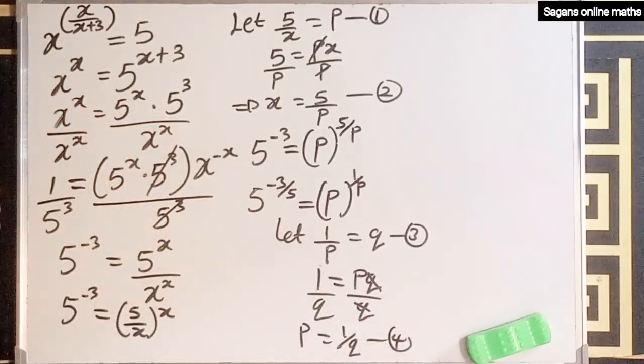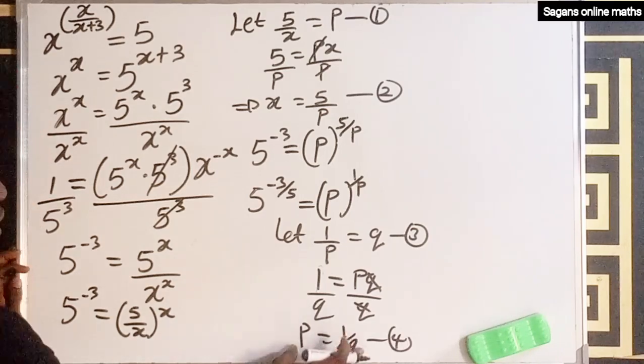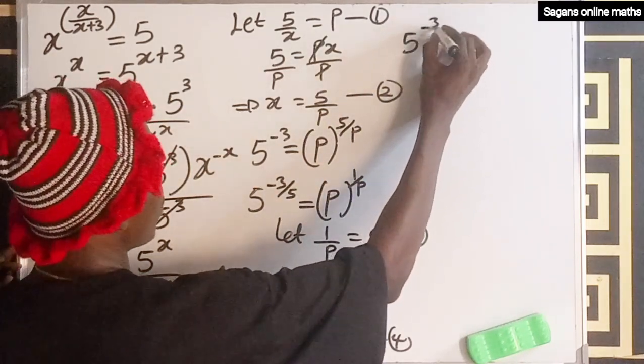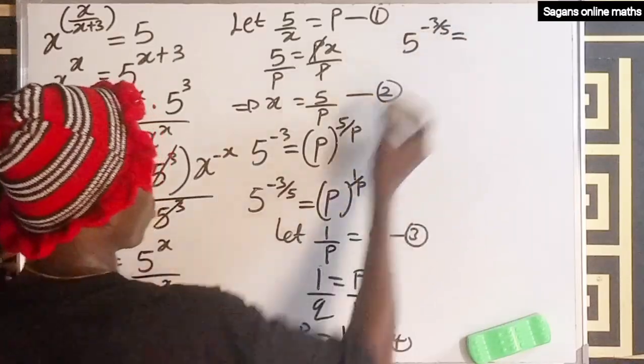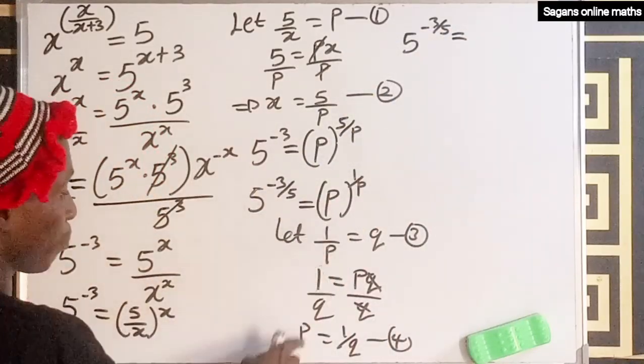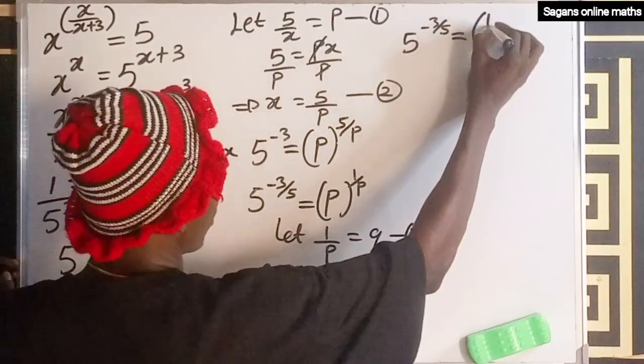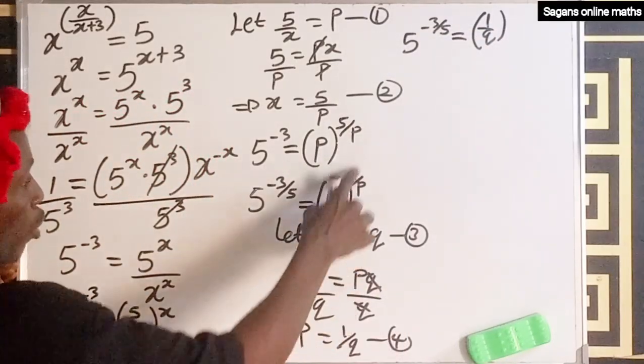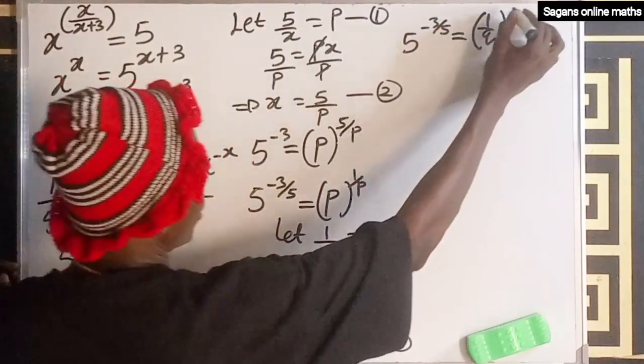We can call this equation 4. Okay, so if you know the value of Q, you can determine the value of P. And if you know the value of P, you can know the value of X. You see, very simple. So let's substitute this into this equation. So this is 5 to the power of minus 3 divided by 5 equals what? Look at P here. P is 1 over Q, as you can see here, right? Then our 1 over P is now Q. So here is just what?